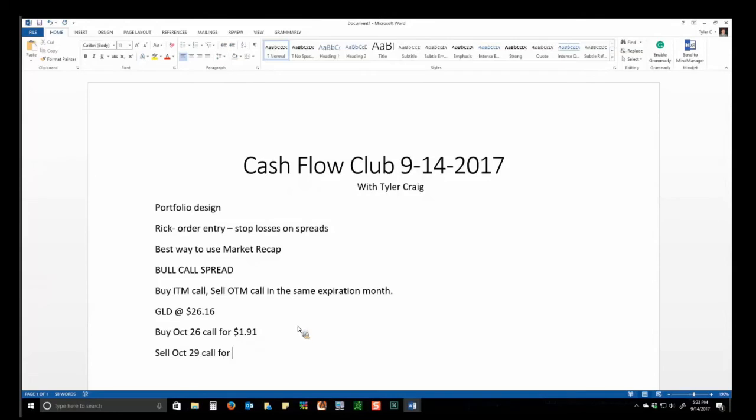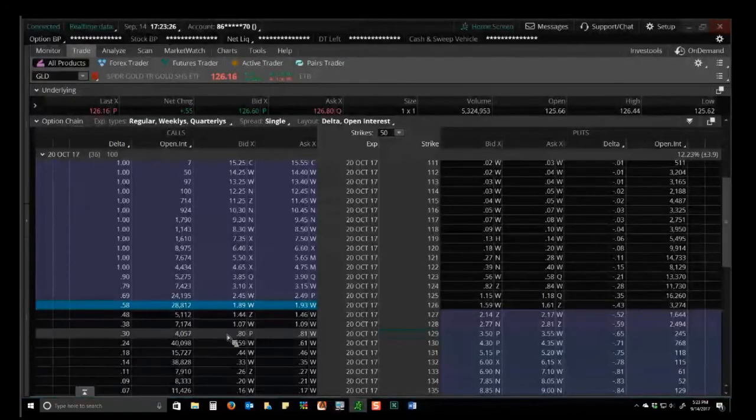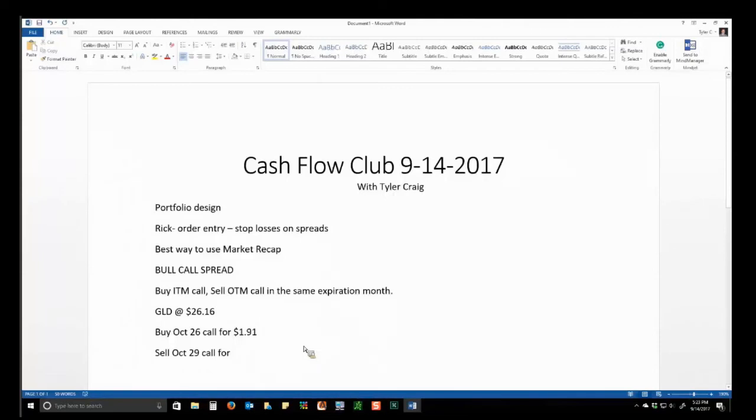So if I sell against that, the October 29 call, what would I get? Well, I'd probably get about 80 cents. So I'm paying out, this is a debit of $1.91, and then I'm bringing in 80 cents. So that's a credit. So the net debit, the net cost is $1.11.